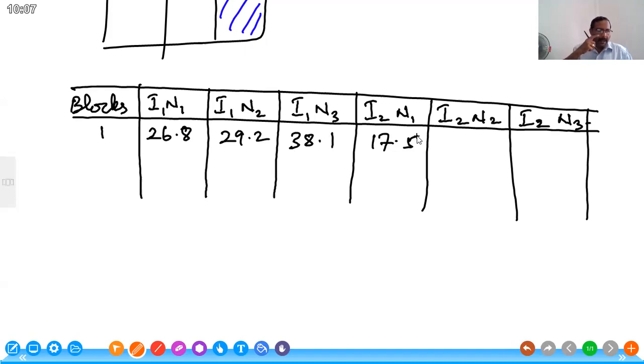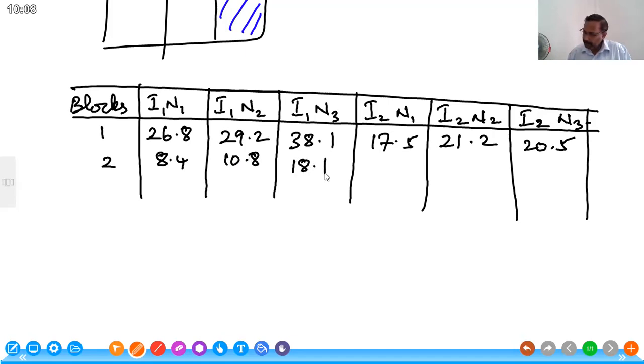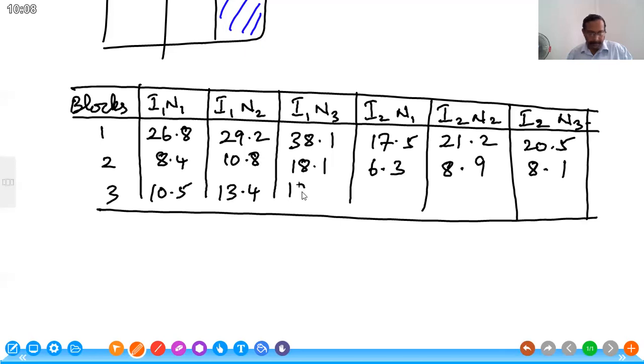The results recorded from the experiment are given below. Write down this table.